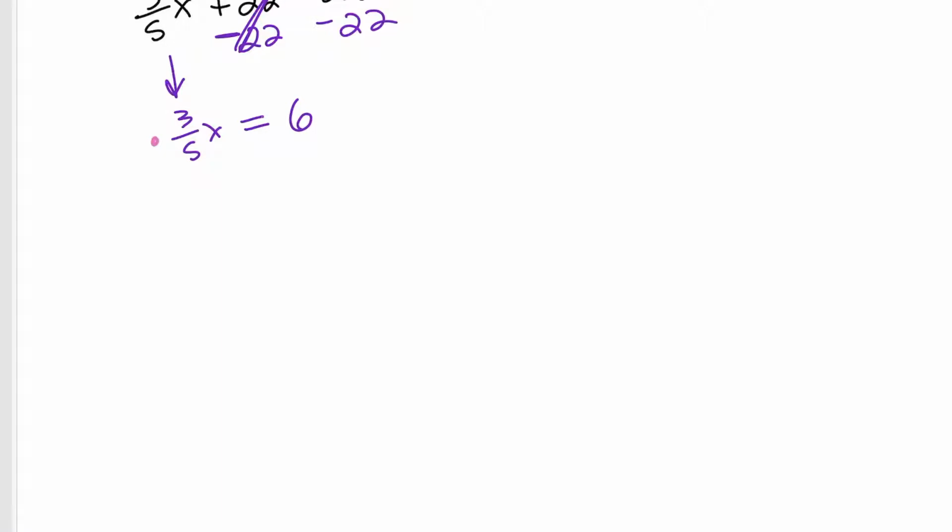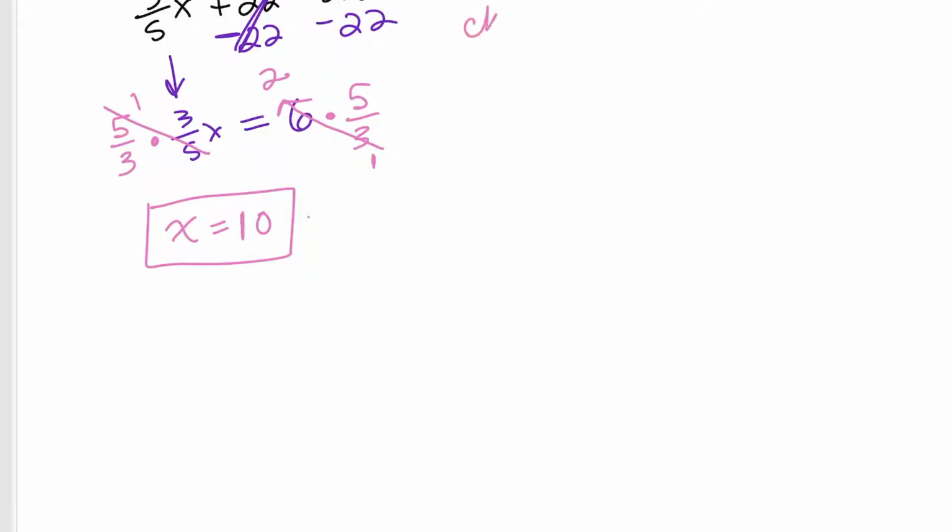The inverse of 3/5 is going to be 5/3. I need to do both sides. So that's going to cancel out and become 1. So now I'm just left with x. 3 goes into 6 2 times, and 3 goes into itself 1 time. So now that becomes 2 times 5, which leaves me with 10.